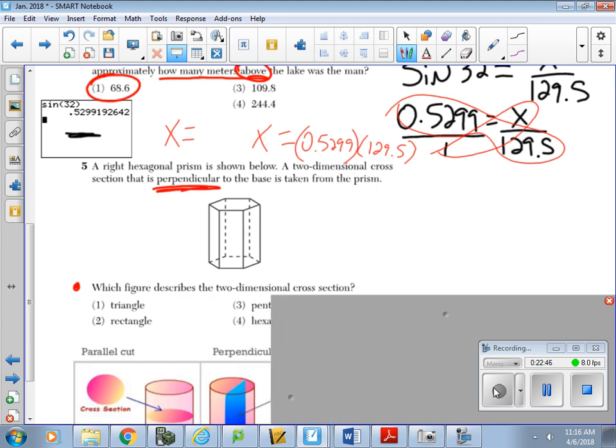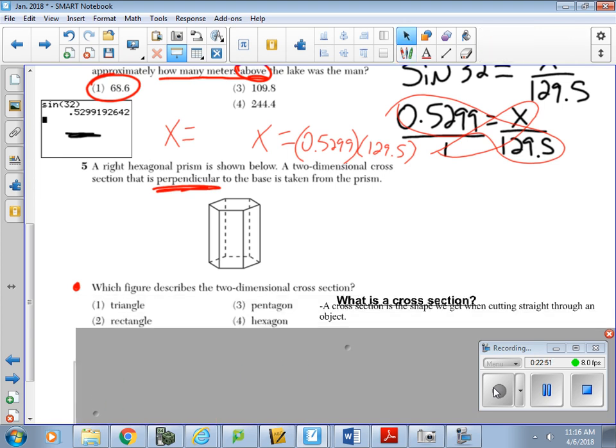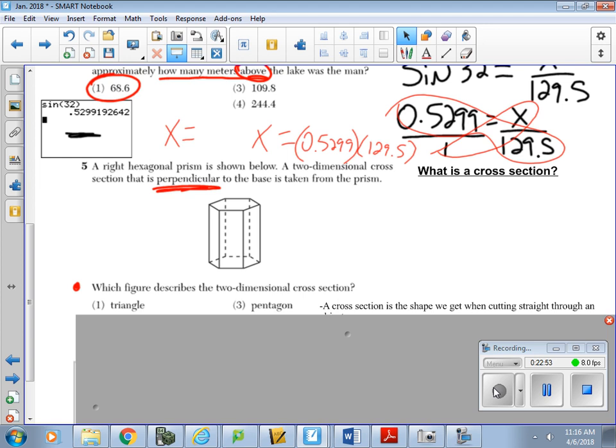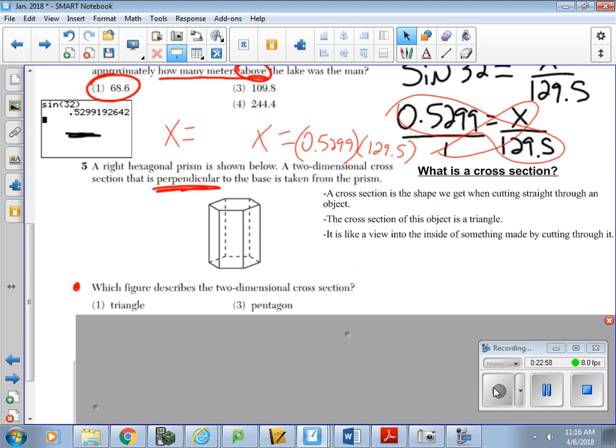We'll look at those in just a second. What I want to do now is actually have you write down notes. What is a cross-section? All right? So write those down. A cross-section is the shape we get when cutting straight through an object. It is like a view inside of something made by cutting through it.